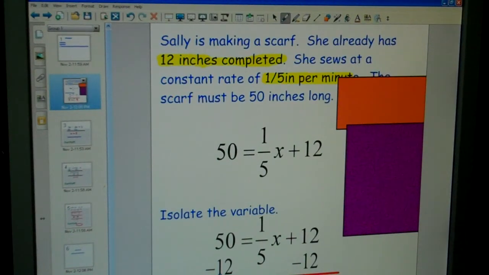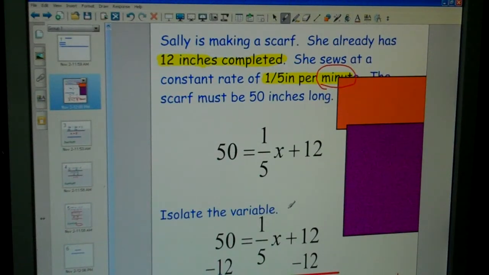Okay, then you can type that into your calculator. 38 times 5, it would be 190. What does that mean? 190 what? Minutes. It's 190 minutes. That's how long it would take her to do the whole scarf.